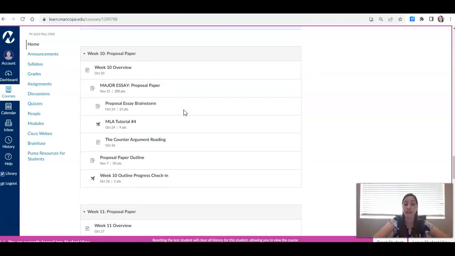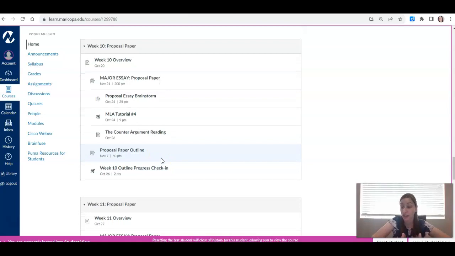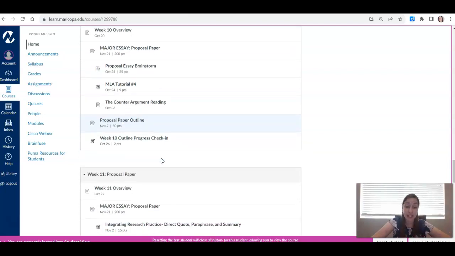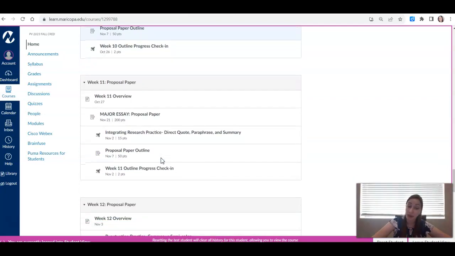Then when we move into the next week, we're going to start outlining. That's the big focus for this week. So we'll look at how to address the counter argument, and then we'll really start moving into writing this paper. Remember, outlines are really important in my class. Once you do the outline, that's you writing the paper. So we spend week 10 writing the outline, week 11 writing the outline.